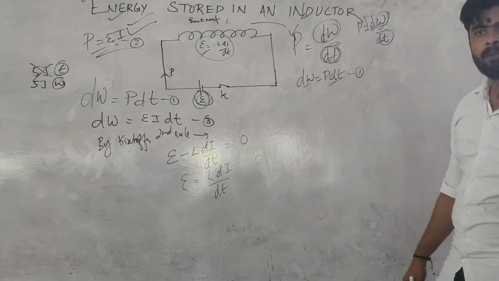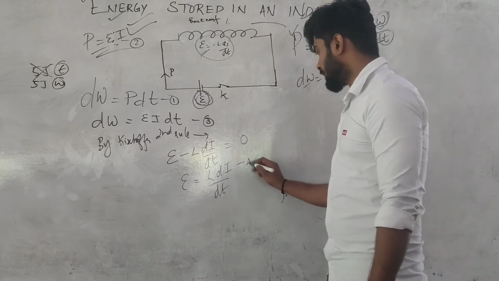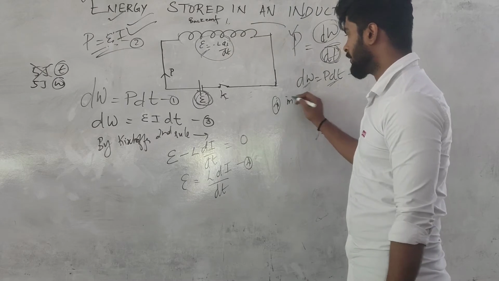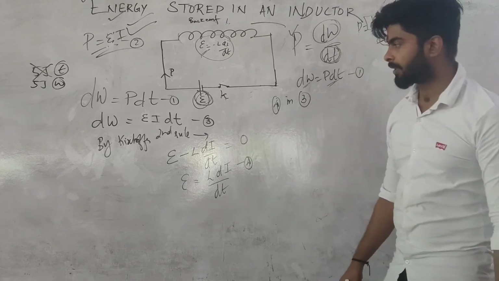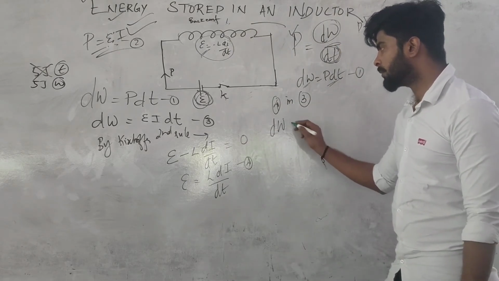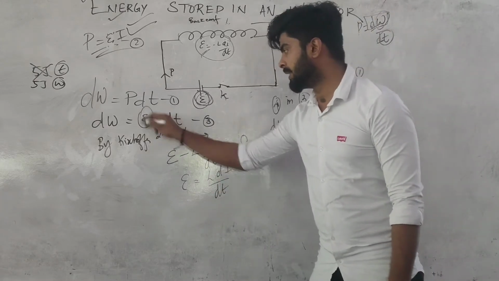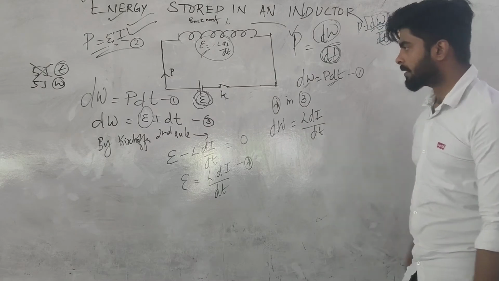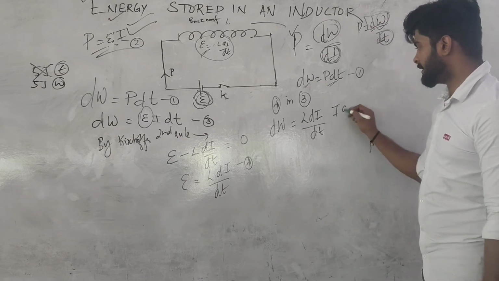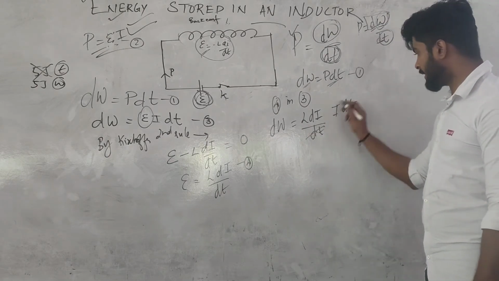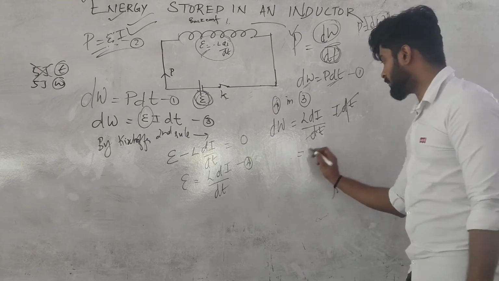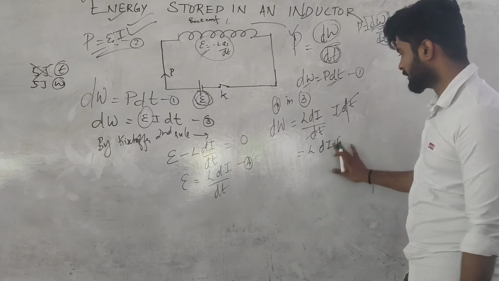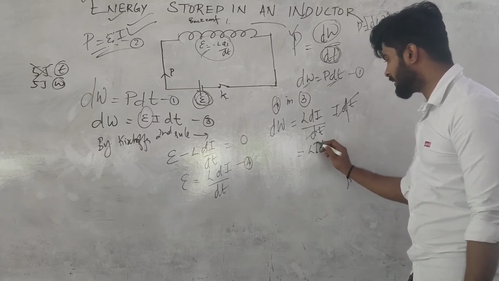E is equal to L into di by dt. So this will be equation number 4. Substituting 4 in 3, what will you get? dW is equal to, instead of E, you can write L di by dt multiplied by I dt. Right? dt and dt get cancelled and you will be left with L di I. Or you can write Li di.